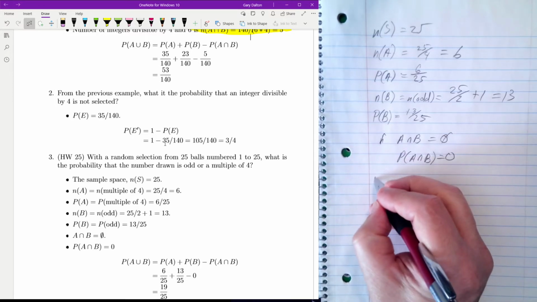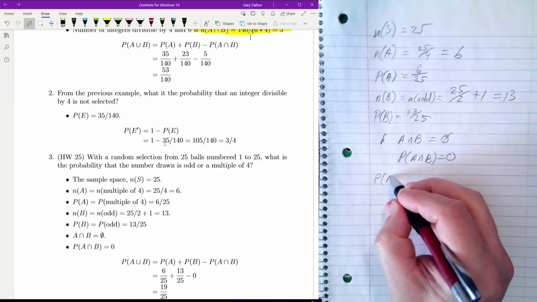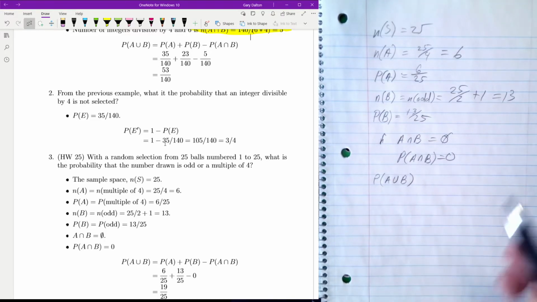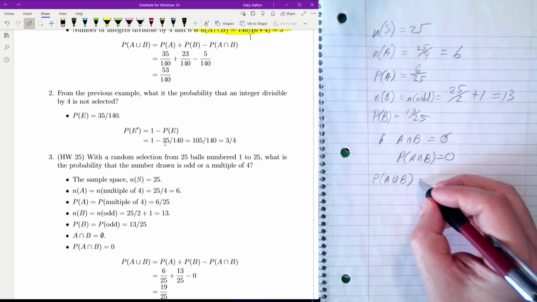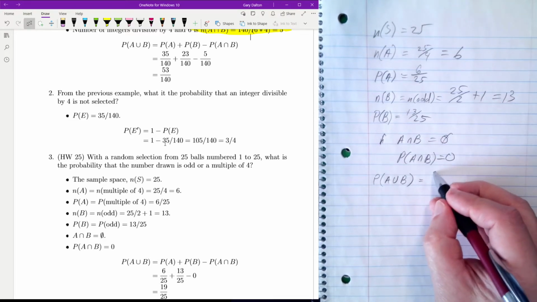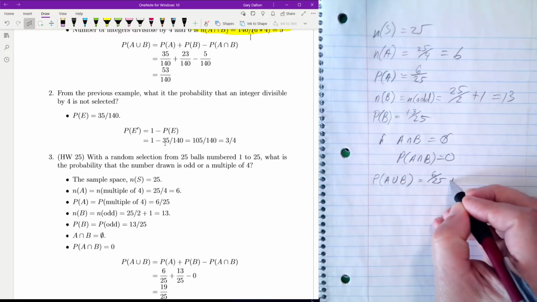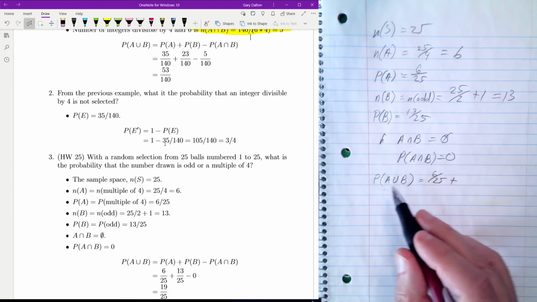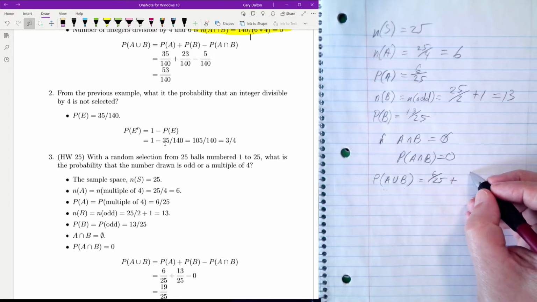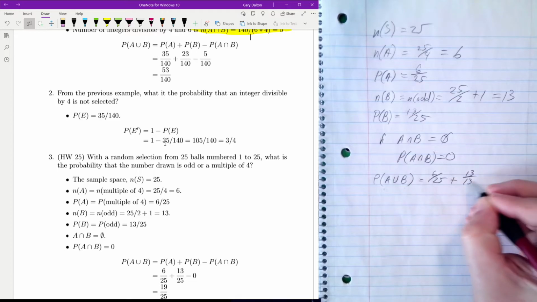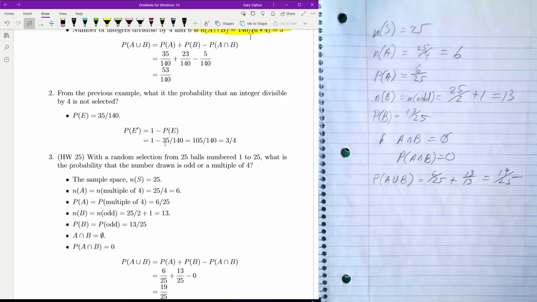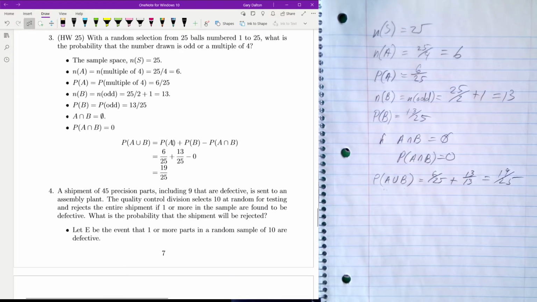In that case, we have that the probability of A union B, which is odd or a multiple of 4, is equal to 6 divided by 25. And I should say a multiple of 4 or odd, plus 13 over 25, which is equal to 19 over 25. And I would just leave this in that form.